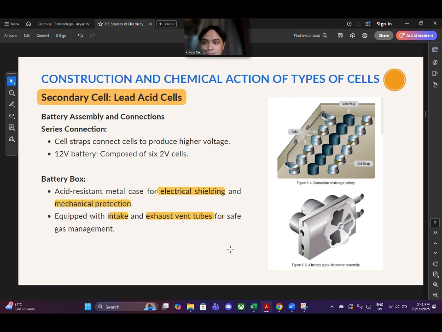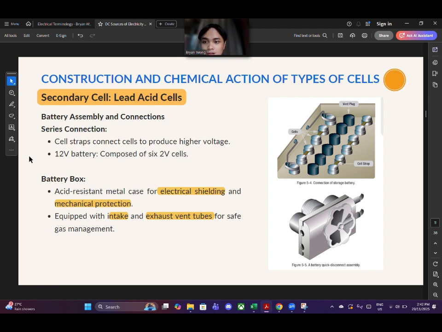Now we're going to jump into the battery assembly and connections in a series connection. The series connection states that cell straps connect cells to produce higher voltage. So the cell straps connect with the cells to produce a much higher voltage. A 12-volt battery is composed of 2 volt cells.